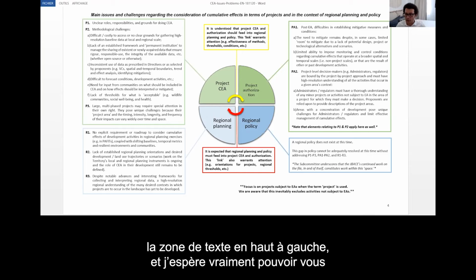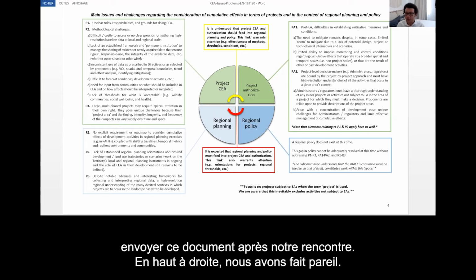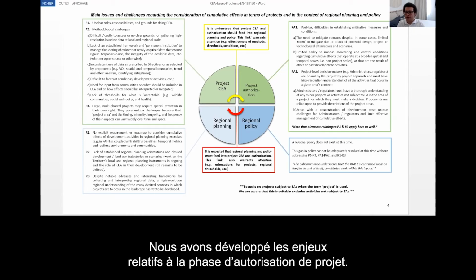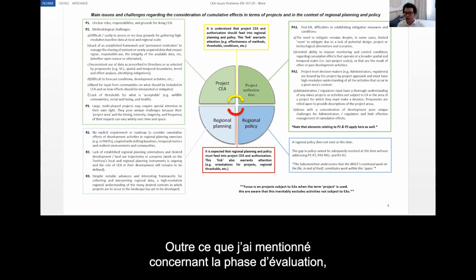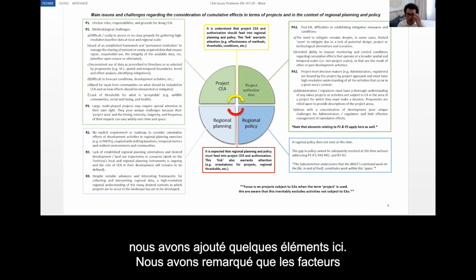Now, in our document, we further teased out what you see in the upper left text box. And so I really hope to send this document to you after our meeting. At the upper right, basically we've done the same thing. We've teased out the issues for the project authorization phase. And here, in addition to what I've just mentioned with regards to the assessment phase, we've added a few other points. We noticed that mitigators have problems.